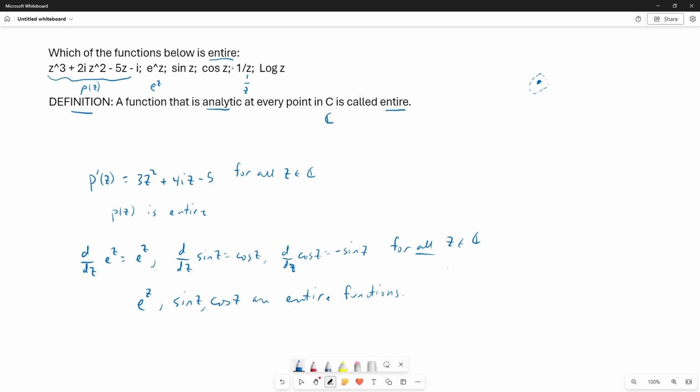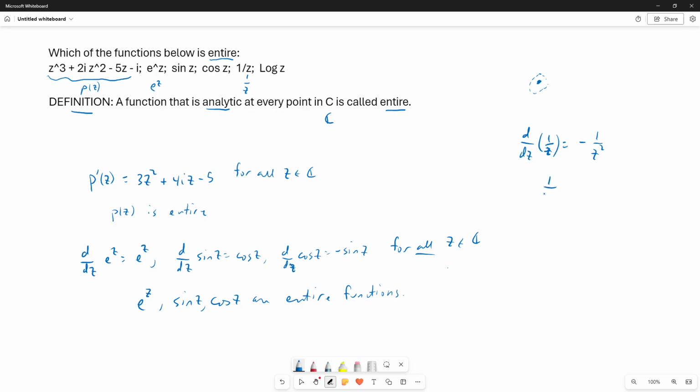Now, the last two are not entire. The derivative of 1 over z is negative 1 over z squared, so it does have a derivative in general, but not at 0. The function is not even defined at 0, and its derivative also does not exist. The formula for the derivative also shows that it's not differentiable at 0.